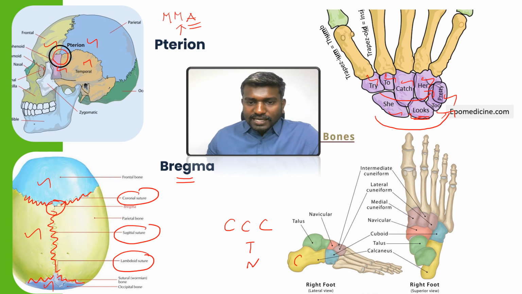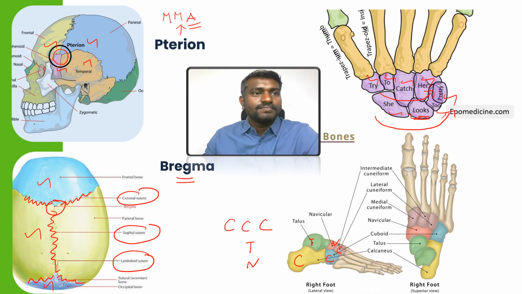Let's revise the tarsal bones with just 3 letters: C, C, C, T, N. Yes, this is calcaneum. This one is cuboid. The one here is cuneiform. It has the medial cuneiform, intermediate cuneiform and the lateral cuneiform. The one up here is the talus, and this is the navicular. That's it. Just remember C, C, C and T, N.